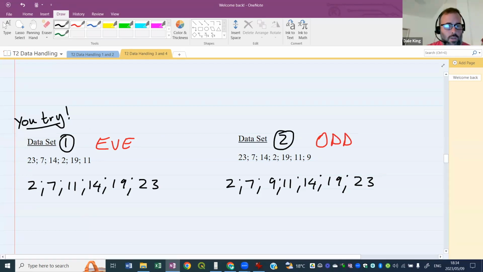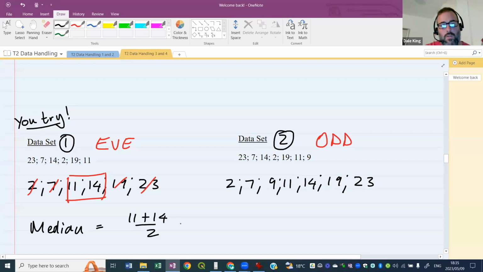Okay, so we should get two numbers in the middle for here. So we'll cross one off, cross one off, cross one off, cross one off. Two values in the middle. There we go, exactly what we expected. So the median equals 11 plus 14 divided by 2. 11 plus 14 is 25, which gives us 12 and a half. Very good.